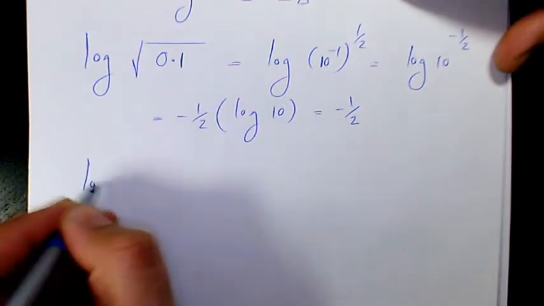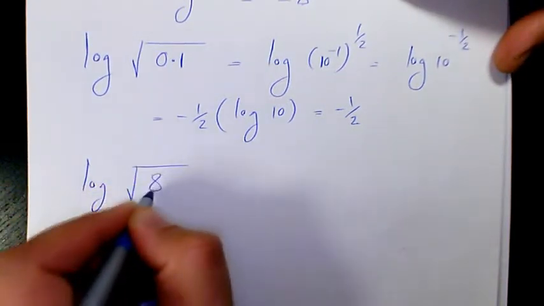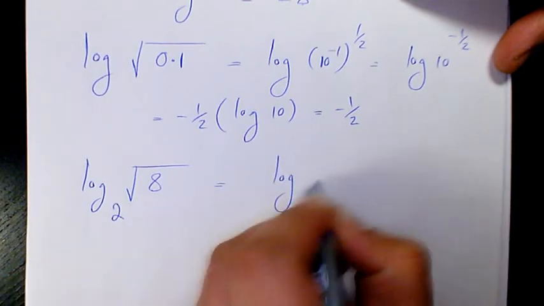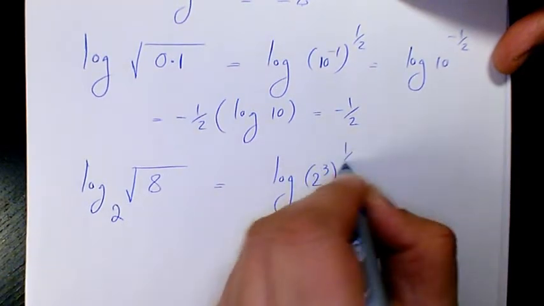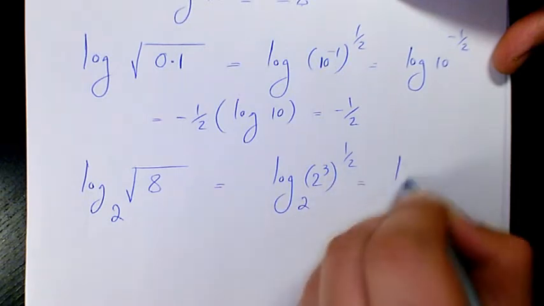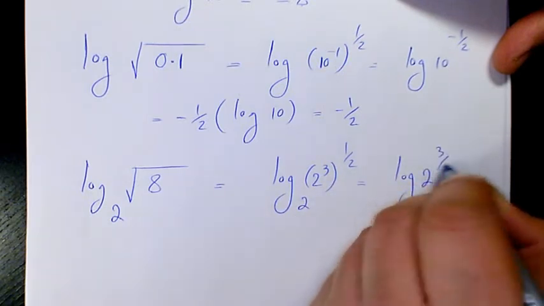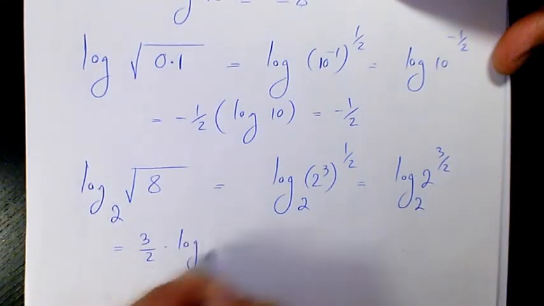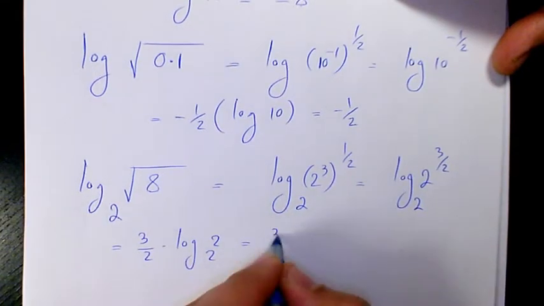Next one is log of square root of 8 base 2. That's going to be log 2 to the power of 3 to the power of 1 over 2 base 2. So that's going to be log 2 to the power of 3 over 2 base 2, which is going to be 3 over 2 times log 2 base 2, which equals 3 over 2.